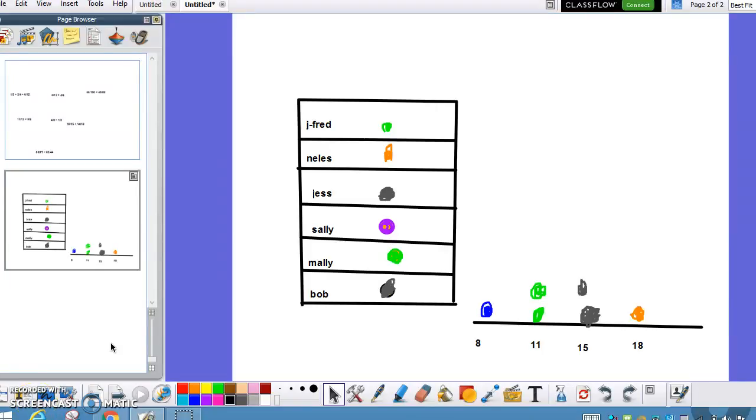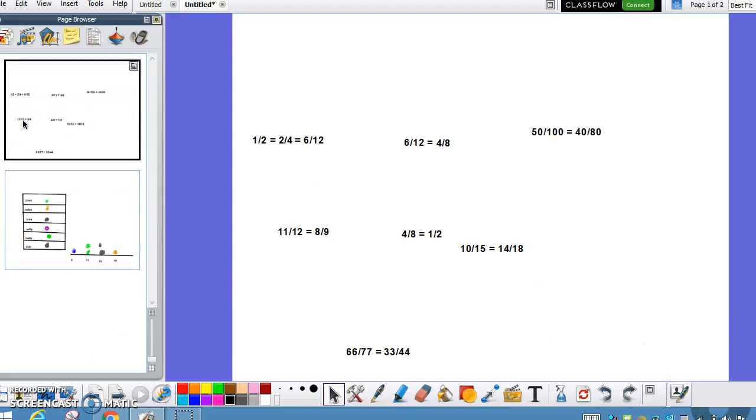I'm going to be showing you how to do equivalent fractions and a line plot. So right now I'm going to be showing the equivalent fractions. So here we go. Here are the equivalent fractions. Basically, I'm going to start with the basics.